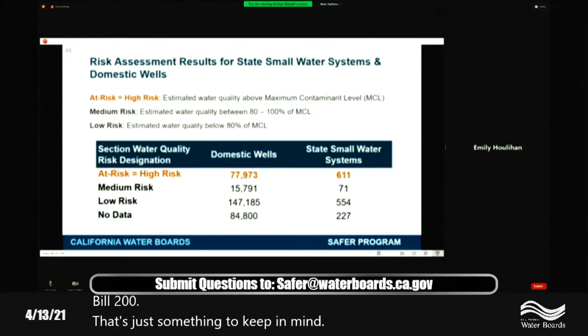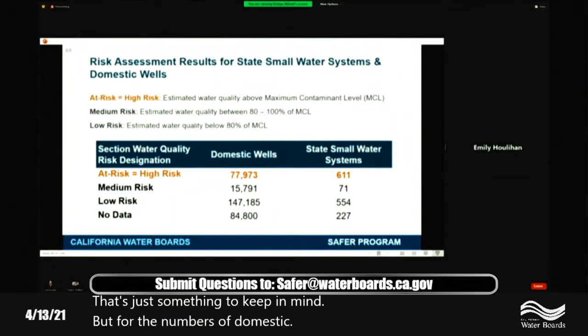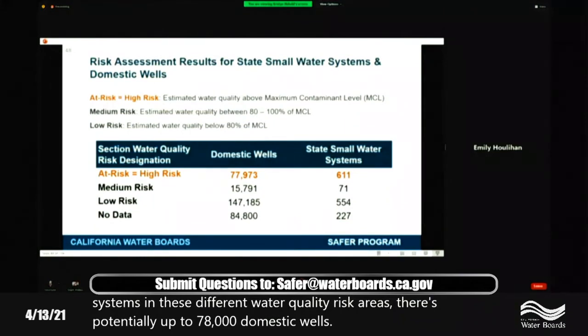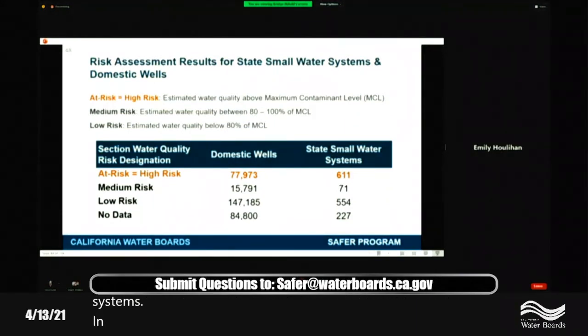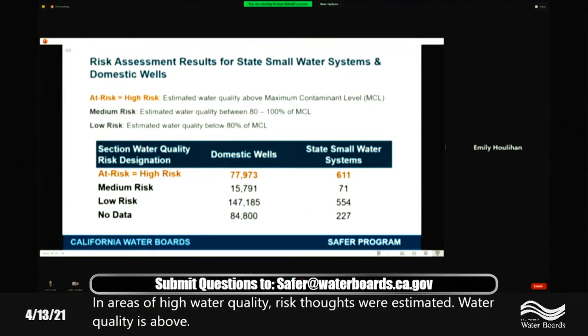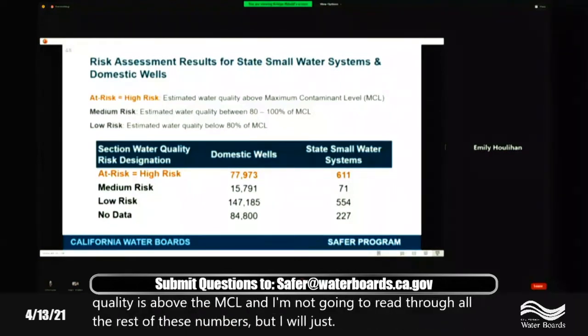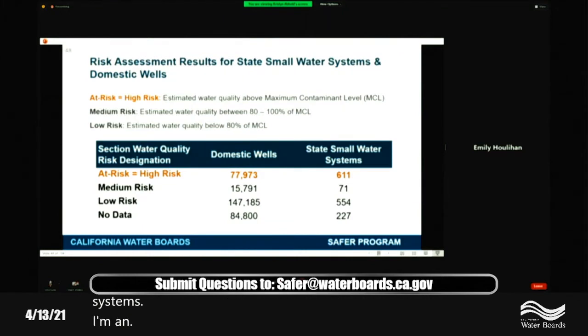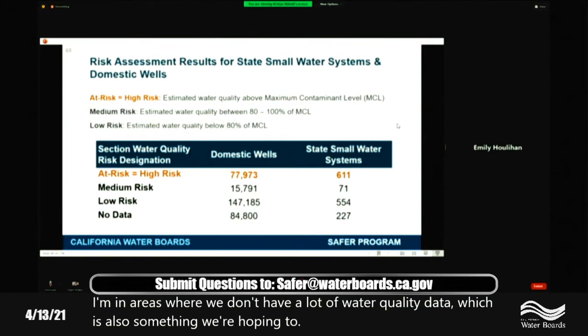But for the numbers of domestic wells and state small water systems in these different water quality risk areas, there's potentially up to 78,000 domestic wells and 600 state small water systems in areas of high water quality risk. So that's where estimated water quality is above the MCL. And I'm not going to read through all the rest of these numbers, but I will just highlight that there is a significant number of domestic wells and state small water systems in areas where we don't have a lot of water quality data, which is also something we're hoping to assess in the future.